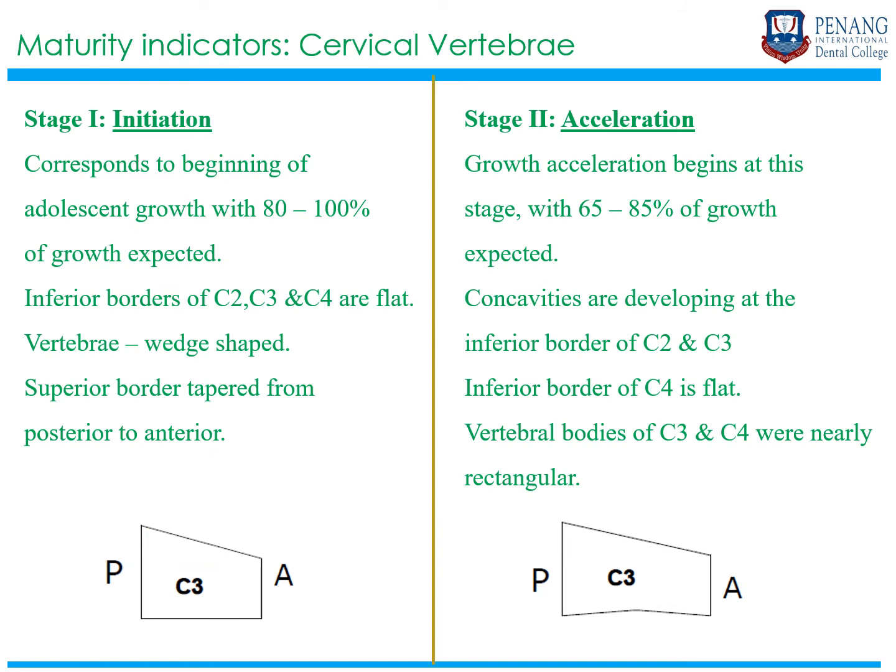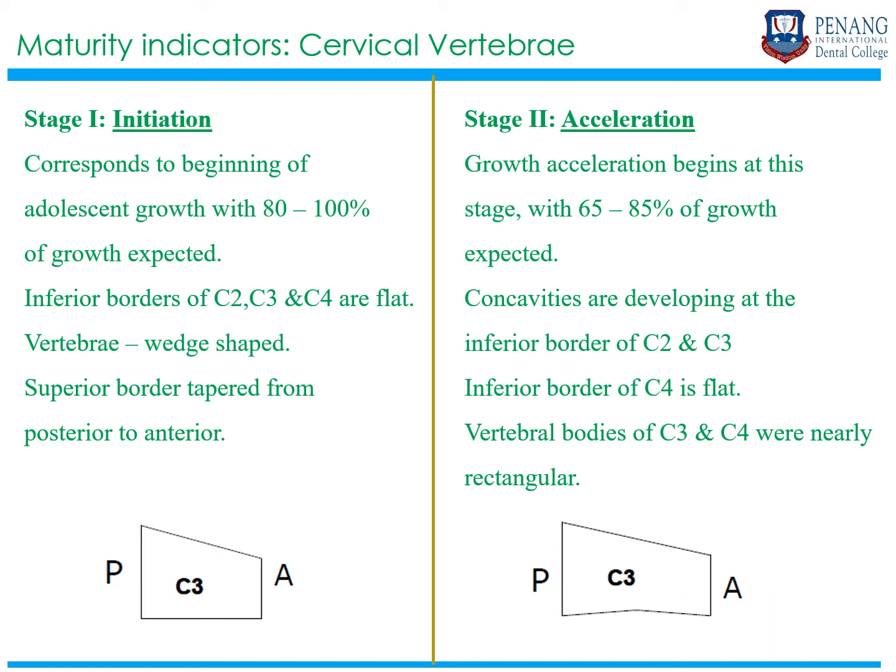So here we will discuss stage 1 and stage 2. Stage 1 corresponds to the beginning of adolescent growth with 80 to 100% of growth expected. Here the inferior borders of C2, C3 and C4 are flat, whereas the vertebrae are wedge shaped, and the superior border is tapered from posterior to anterior. So the images below are just a representation of the cervical vertebrae, and they should give you an understanding as to the different shapes and different surfaces of those bones.